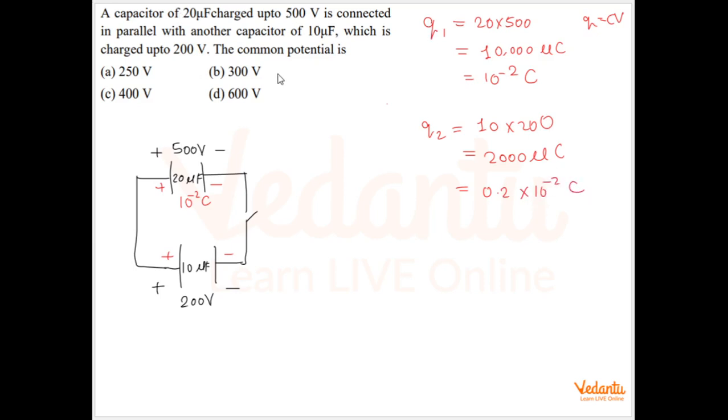You know what? Let me just write this down. The unit values are very weird. Chalo, let me write this down as 10,000 microcoulomb can just be written as 10 into 10 power minus 3 coulomb, or 10 millicoulomb. Yeah, that is much better. And this can just be written as 2 into 10 power minus 3 coulomb, or 2 millicoulomb. Very nice. So let me just write it as 2 millicoulomb and 10 millicoulomb.